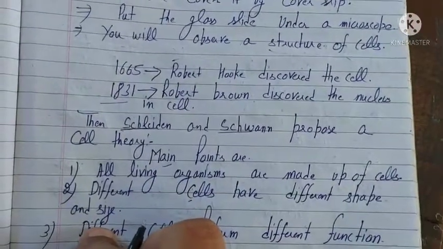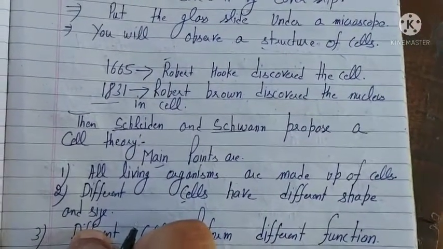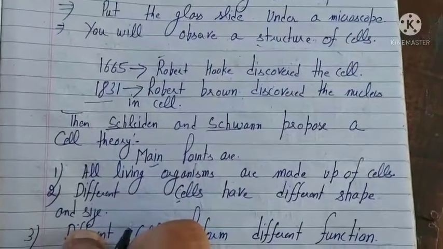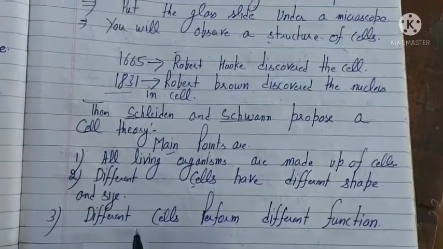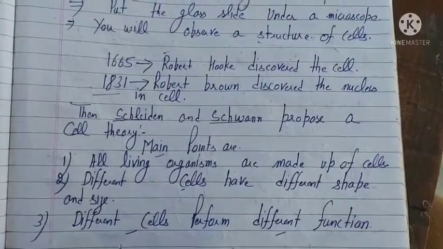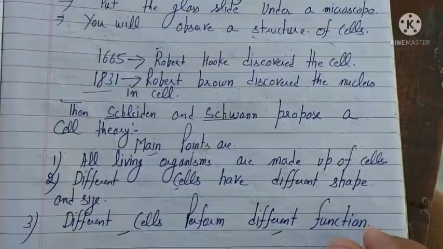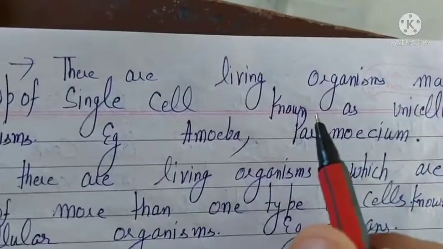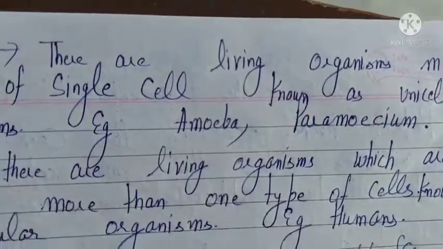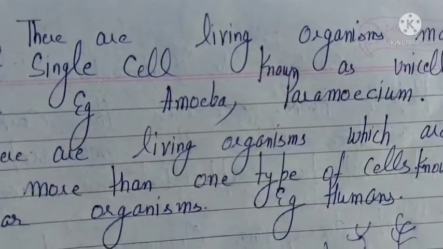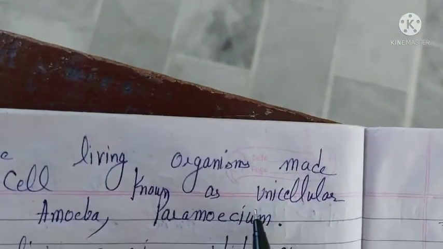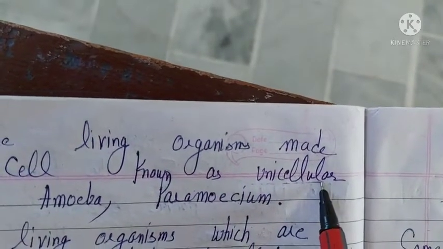Like the cells of the heart will have different shape, the cells of the kidney will have different shape, and the size of a nerve cell will be different, and the size of blood cells will be different, and different cells perform different functions. Blood cells will perform a different function, brain cells will perform a different function. So based on the cells, they classify the living organisms. Some living organisms are made up of a single cell, and some are made up of more than one type of cells. Those living organisms which are made up of single cells are known as unicellular organisms.